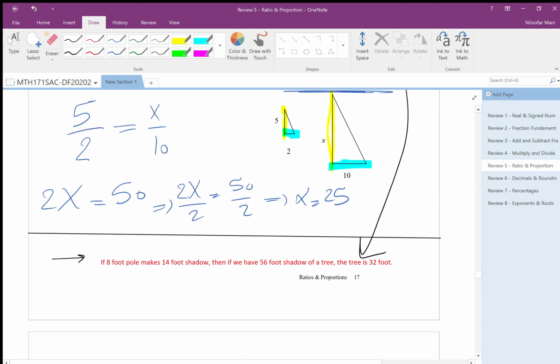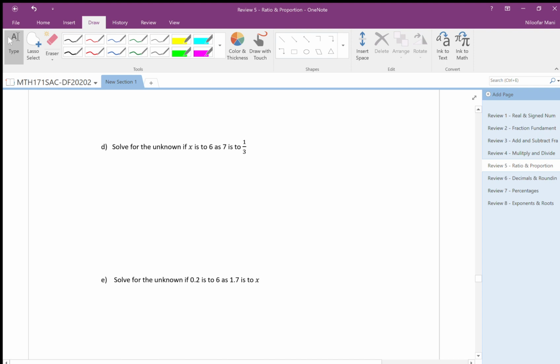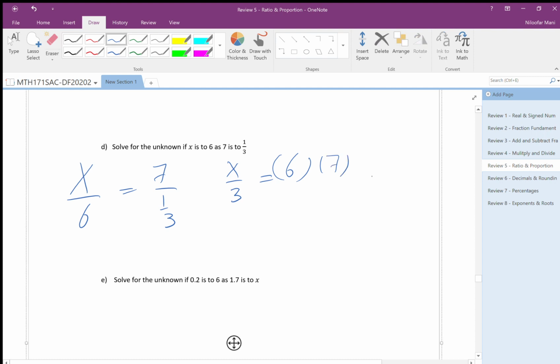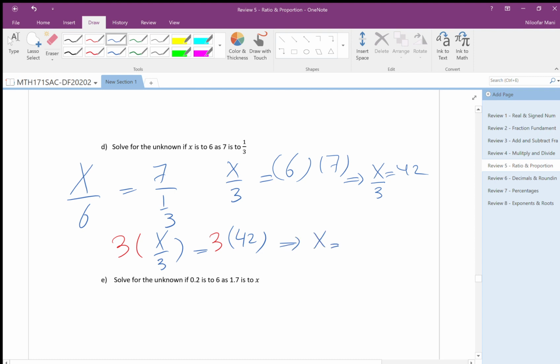Proportion is something that you use the whole time that you are working in math. Solve for unknown. x to 6 is 7 to this. Okay, so x over this is 42, 6 times 7. Oops. So x is 42. Okay, here I have division, so I have to multiply both sides, right? So here I multiply, 3 times x over 3, 3 times 42. So x is 126. Okay?